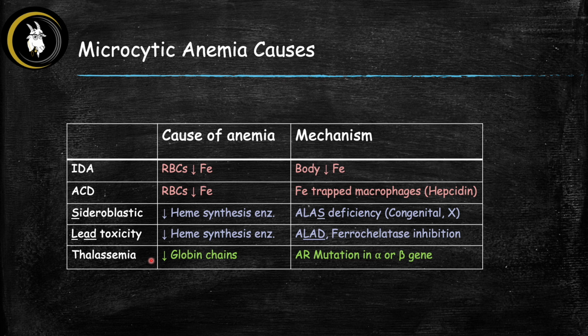Okay, so we wrapped up thalassemia, so let's check in with our table one final time and fill in thalassemia here. So the problem, the cause of anemia, is a decrease in one of the globin chains, and the mechanism is an autosomal recessive mutation in either the alpha or the beta gene for that chain.